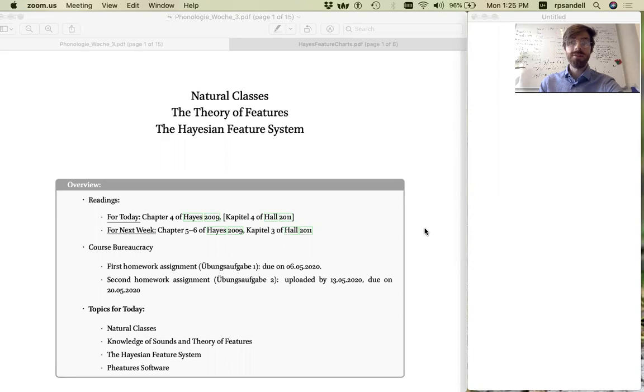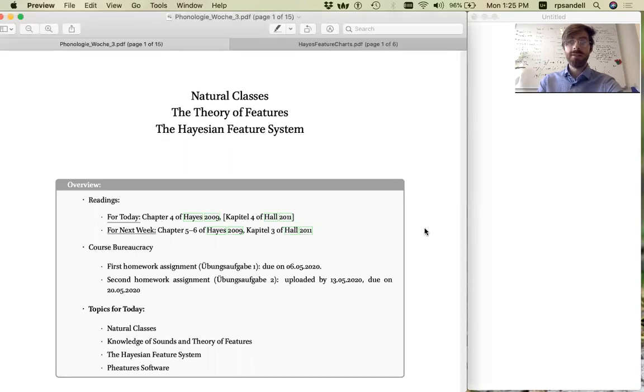This week we're going to be concerning ourselves with the system of phonological features introduced in Chapter 4 of Hayes' textbook. For an introduction to some similar ideas, you can also read the fourth chapter of Tracy Allen Hall's textbook, though there are some slight differences between the feature systems presented there, which I'll mention at some points during this lecture. Next week, we'll start talking about morphology and interactions between phonology and morphology a little bit. And for that, you should read chapters 5 and 6 of Hayes' textbook for our fourth lecture.